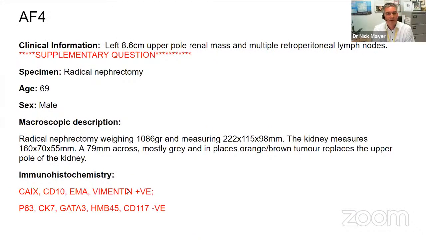This was a two-parter. It was a renal tumour, 8.6 centimetres, and then a supplementary question of grading, which we haven't done before. We've done staging as supplementaries, but not grading. We were given some immuno. We were told the tumour is CA9 positive, although we weren't told the specific pattern. It's CD10 positive, EMA positive, and Vimentin positive, and it was negative for these markers, including GATA3 and P63.